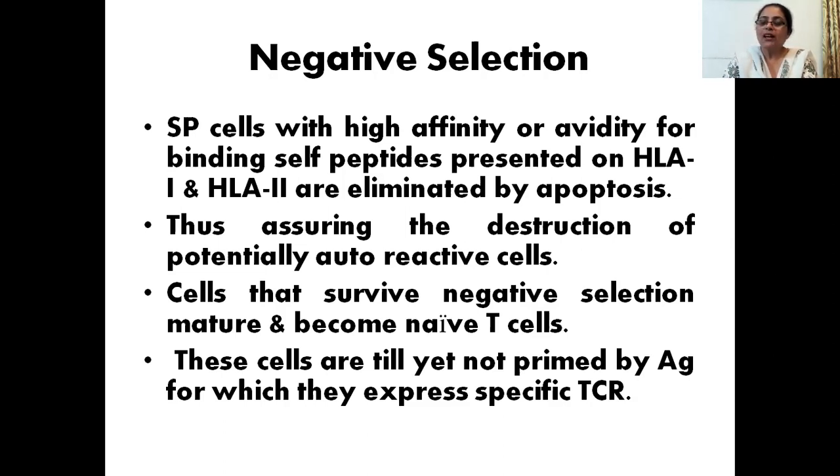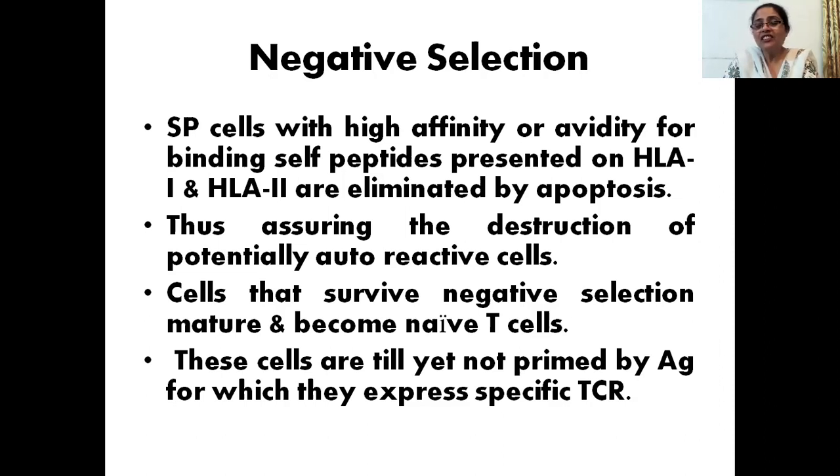Cells that survive negative selection, that means those which have not bound with self polypeptides, will differentiate and convert into naive T cells. And these naive T cells are the cells which are selected for fighting, which will be sent to the borders.